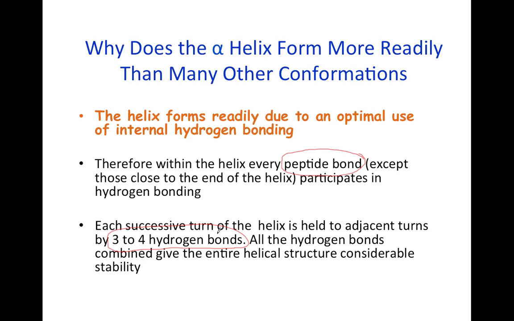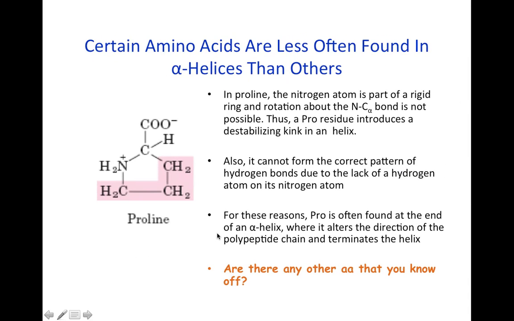Because if you remember from your chemistry, a hydrogen bond by itself, one hydrogen bond, is a very weak bond. But because of the sheer number of hydrogen bonds being present, it gives the helical structure considerable stability. So is it that all amino acids are welcome in the alpha helix? Or is there some that the alpha helix would rather not be present? And the answer is there are two in particular that you have to look out for.